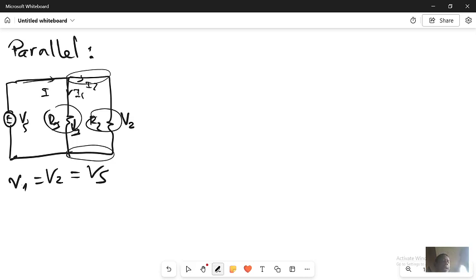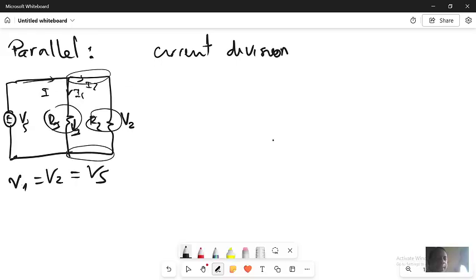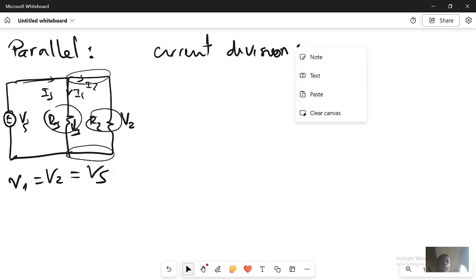Now I cannot talk about voltage division, because there is no division. The voltage is the same, but it is the current that is divided. That is what we call current division. In parallel I talk about current division because the voltage is the same. In series I talk about voltage division; I do not talk about current division because the current flowing is the same.